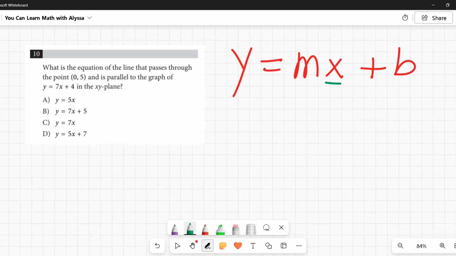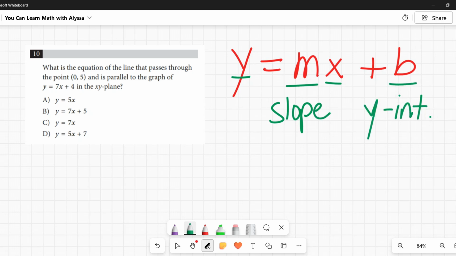We have x and y, which are our variables. m is a constant, it is our slope. b is a constant, it is our y-intercept. So here we're told we have this line, it passes through the point (0, 5). (0, 5) would be right about there.